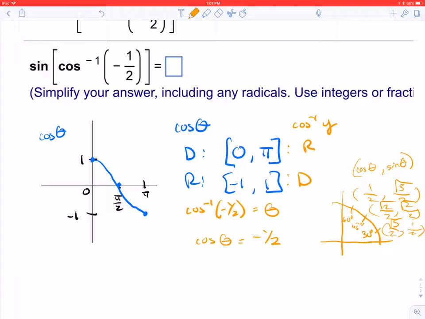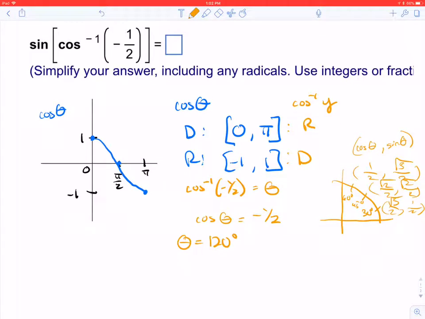60 degrees. So we need to be 60 degrees away from the x-axis, but we have to be between 0 and 180. 60 degrees gave us a positive 1/2. Since we want the negative 1/2, we need to be 60 degrees away from the x-axis in quadrant 2. So 180 minus 60 is 120 degrees. That means theta should be 120 degrees. That's 60 degrees away in quadrant 2, which should give us negative 1/2. The output is between 0 and 180, so everything adds up.